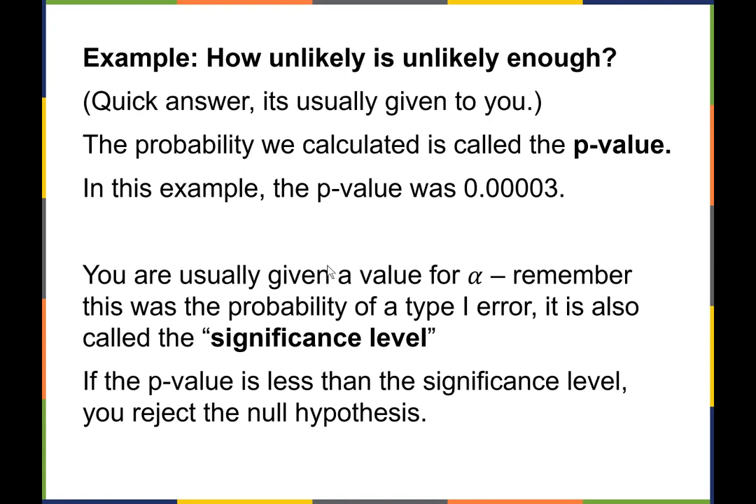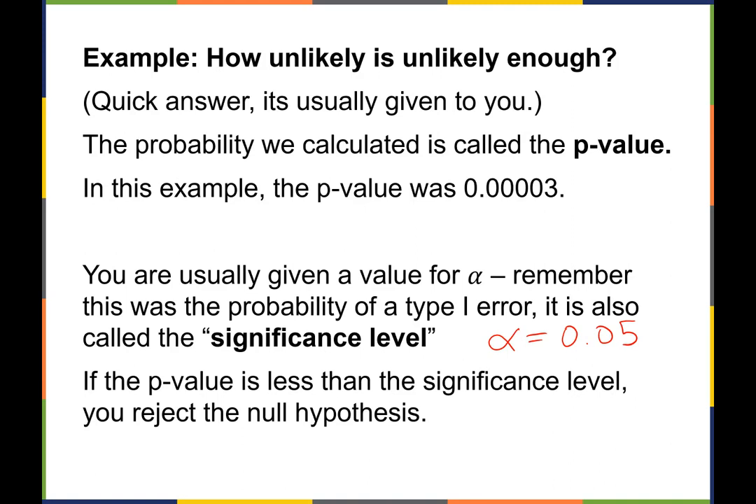You are usually going to be given a value for alpha. Remember, that is the probability of a type 1 error. That means that you reject the null hypothesis when it is actually true. And that is called the significance level. Usually it's like 0.05. That's a pretty common significance level.